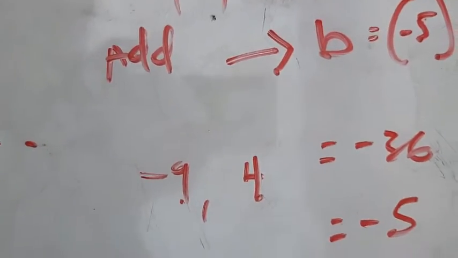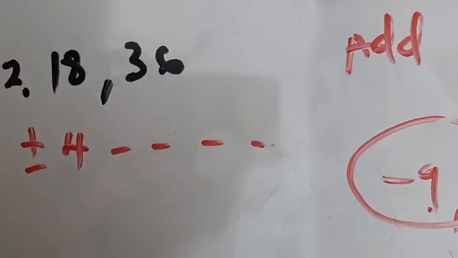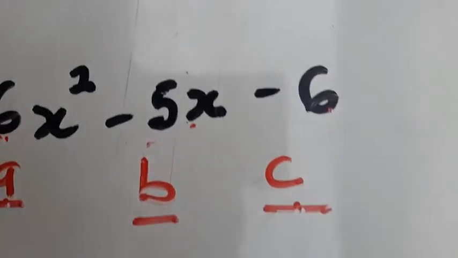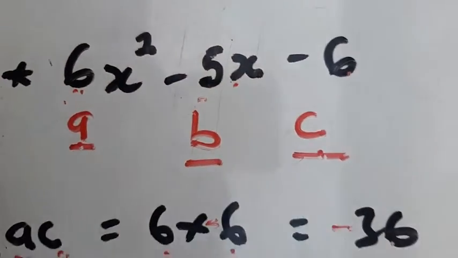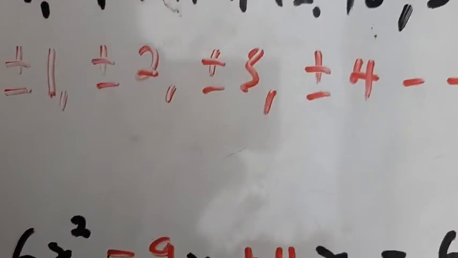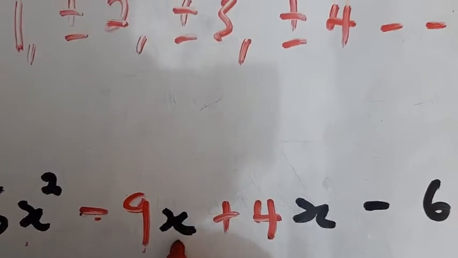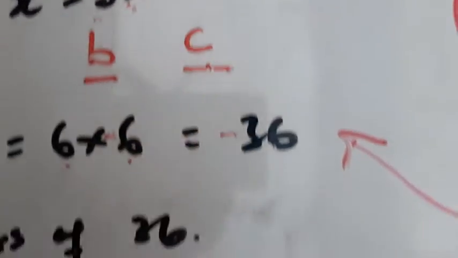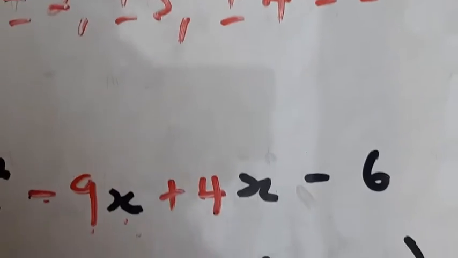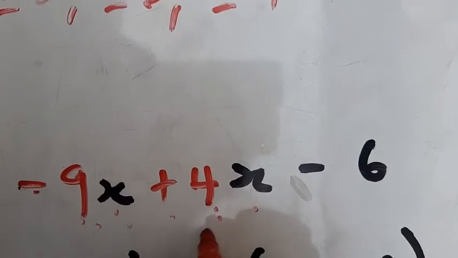Once you have these two factors, we are going to replace this guy by what? The B, right? We are just going to replace this guy by the B here. So the B here is negative 5. We are going to replace the B by the two factors that we had. So here, straightforward, you can see that we are going to have 6x squared minus 9x. Remember that there's an x that is attached to the B. So minus 9x, and then here also plus 4x. So these are the two guys that we are replacing the B by.